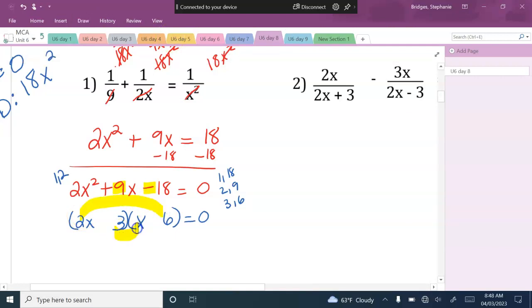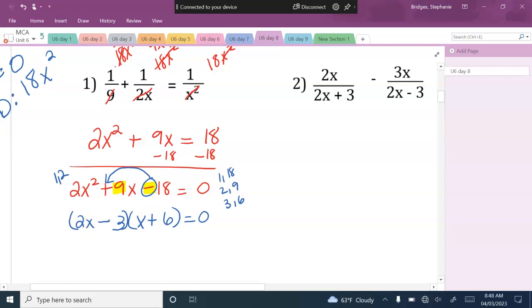12, and 3 times 1 is 3. Does 12 and 3 subtract to give me 9? Yeah, okay, so I got it right the first time. So I need different signs because my second sign is a plus, and the bigger one is going to go with a plus sign.